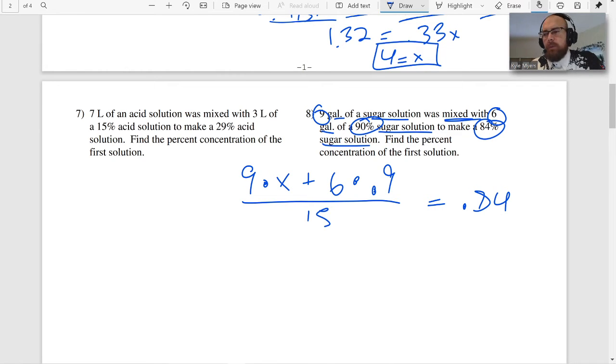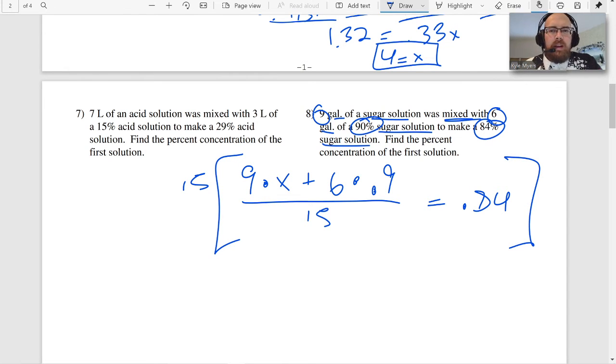Okay, so we want to multiply both sides by 15 first. 15 times 0.84. Just write that out there. And when I do this, I did this on the last problem as well. It's just sort of lazy, but it's not technically what you're supposed to do.